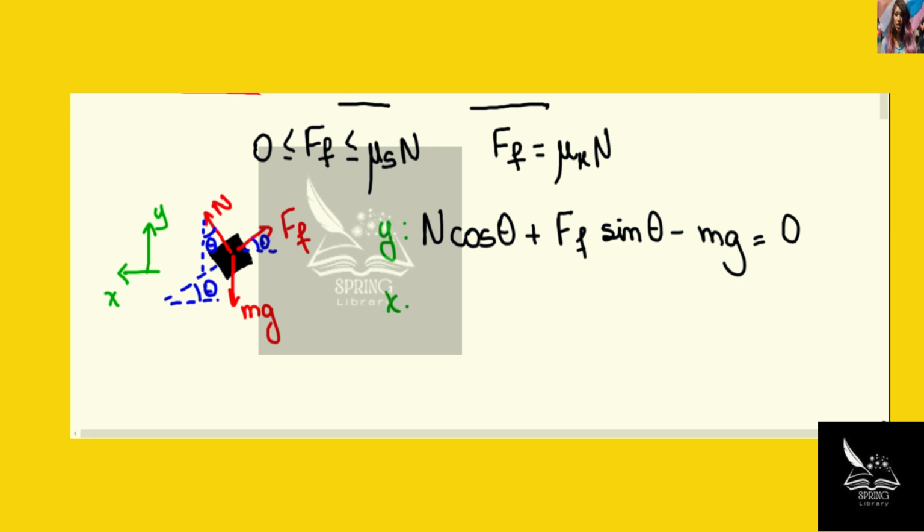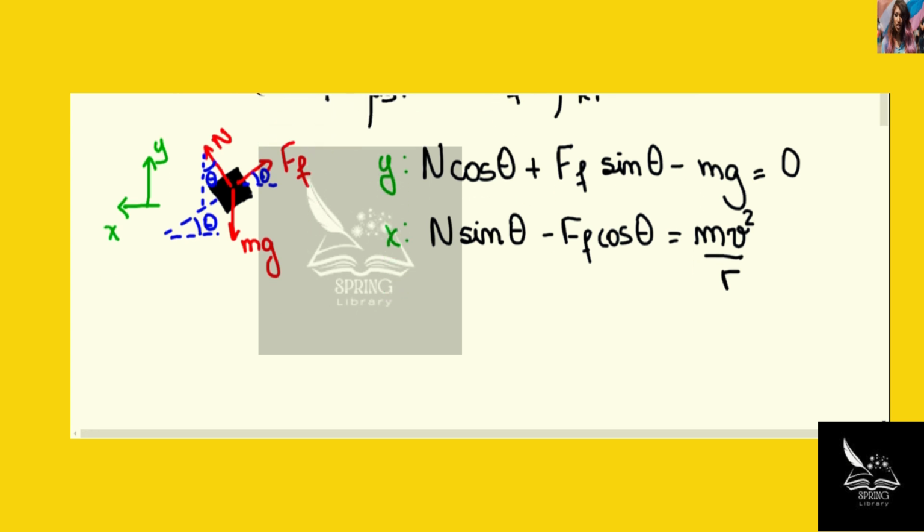In the x component, we have n times the sine of theta minus the frictional force times cosine of theta, and this is equal, according to Newton's second law, to the mass times the acceleration. Now we know that the acceleration is v squared over r, since the spool is moving in a circular motion. And the circular motion is around the y-axis.